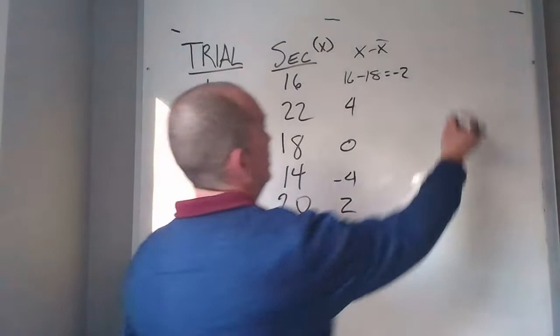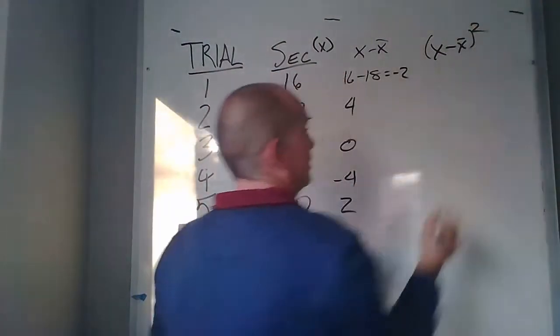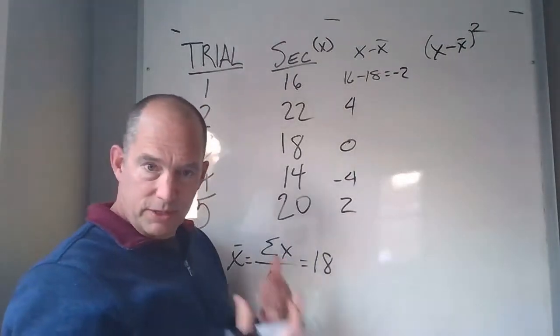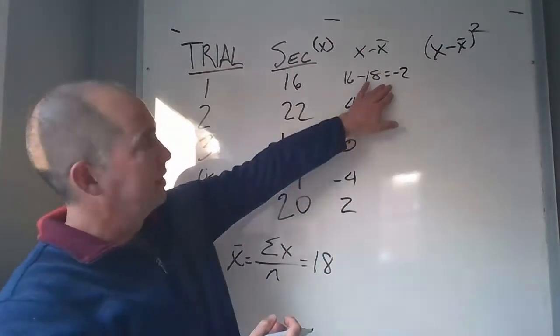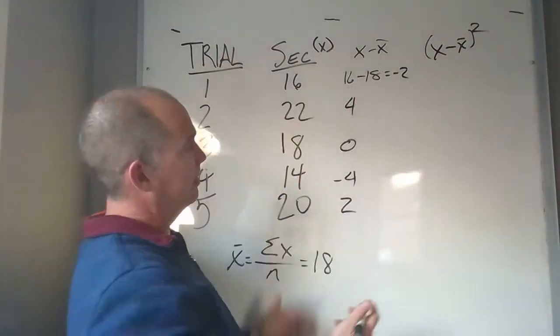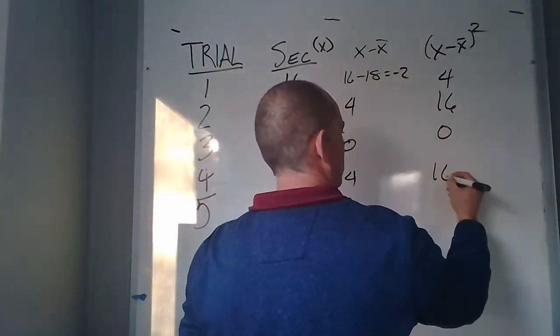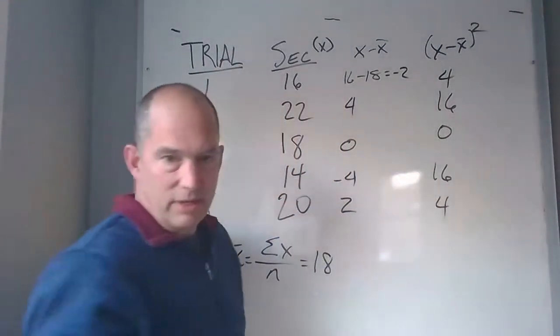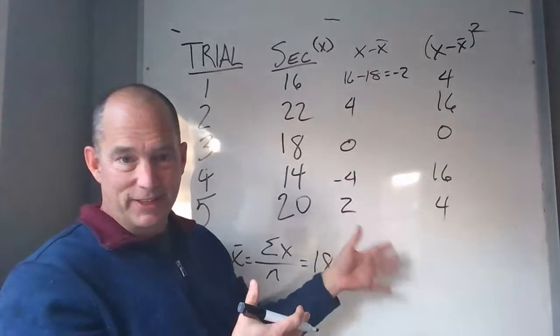Seems strange, but we take x minus x bar squared. So how far is this observation away from the mean? -2. And then we square that distance, and we do that for each of our observations. And so the squared deviations look like this.